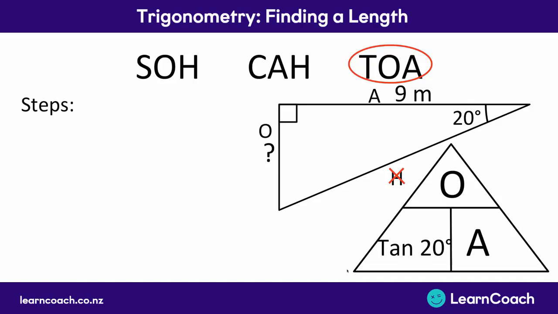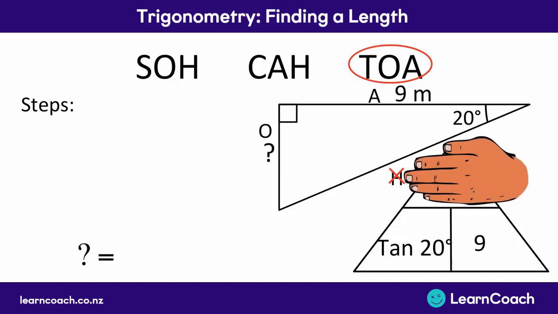Once we've put in our tan angle, what else do we know? We know that A is 9 meters. So instead of A, let's put in 9 meters, because that's something else we know. And we're told to find O. So instead of O, let's put a question mark, because we're going to find that. Now that we've written up our TOA triangle, we can use this as a formula to solve what we want. We just have to cover up the thing we want to find.